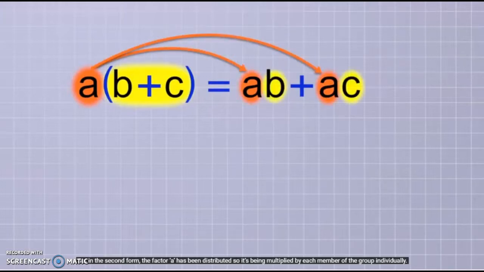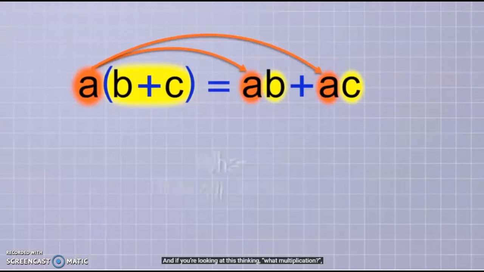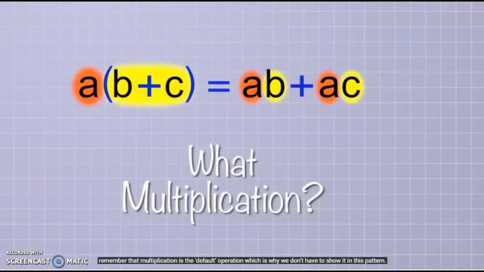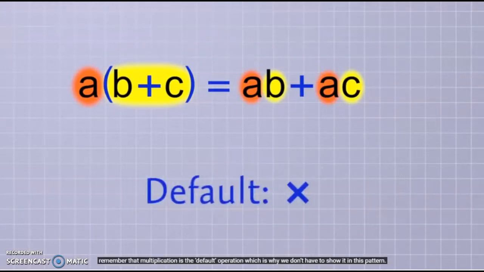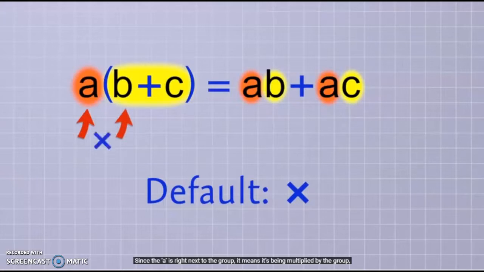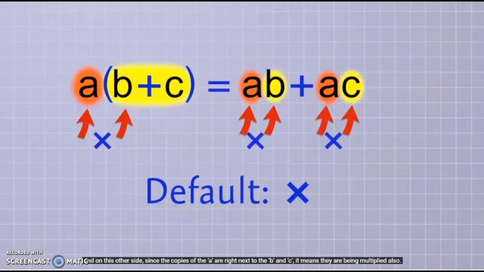And if you're looking at this thinking, what multiplication? Remember that multiplication is the default operation, which is why we don't have to show it in this pattern. Since the a is right next to the group, it means that it's being multiplied by the group. And on the other side, since the copies of the a are right next to the b and c, it means they're being multiplied also.